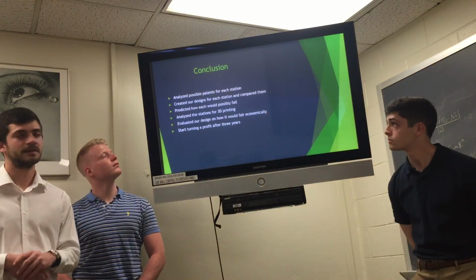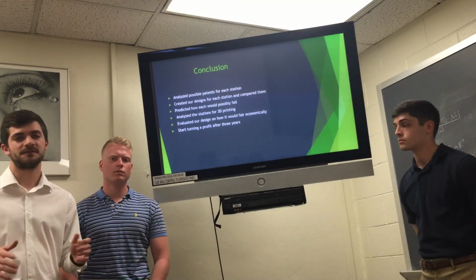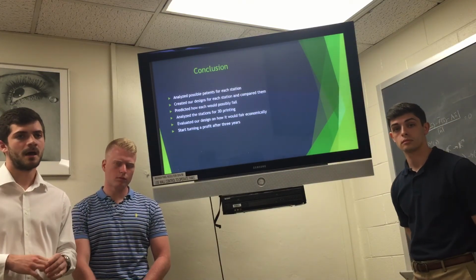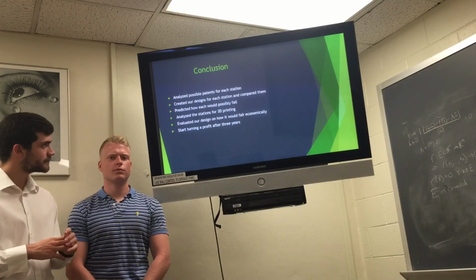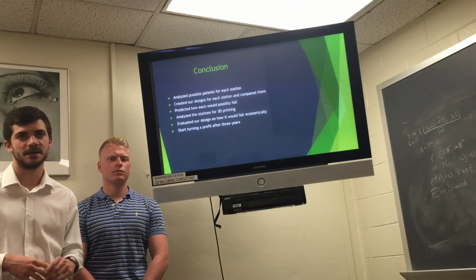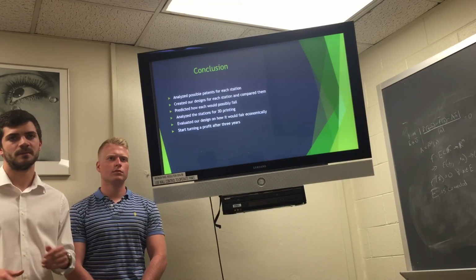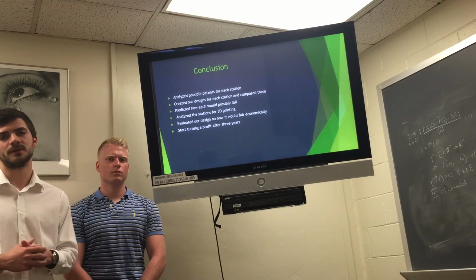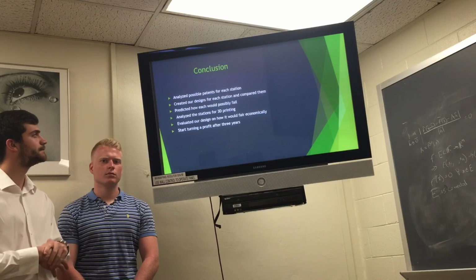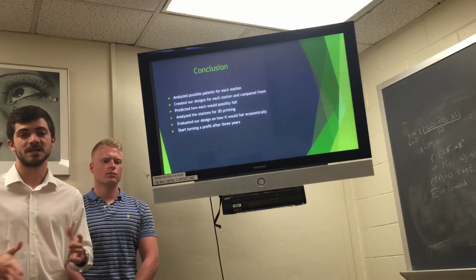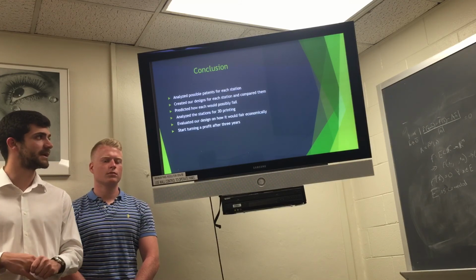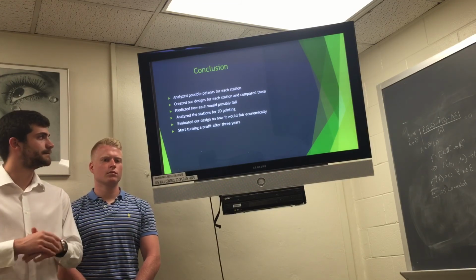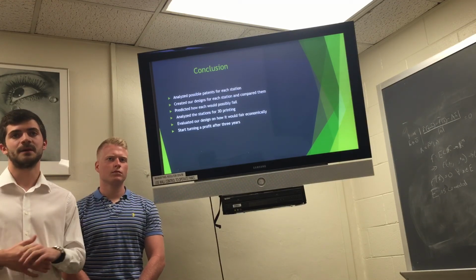Here we have our conclusion. We've analyzed possible patents for each station to make sure we're not in intellectual property violation in any way, shape, or form. We created designs for each station and compared them and saw how we would be doing economically speaking with all of our printed parts and whatnot. We predicted how each station would possibly fail and addressed solutions. We evaluated our design, and then we analyzed that we would have a profit after 3 years.